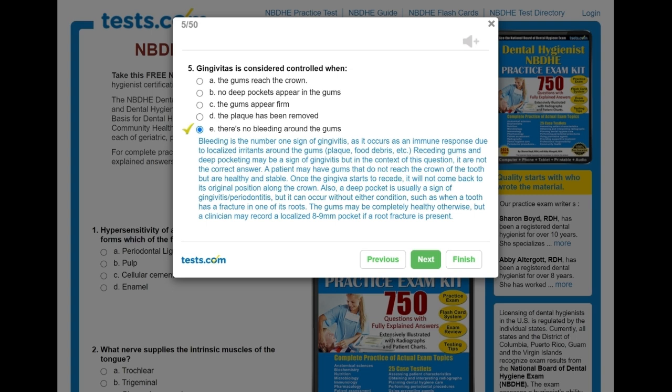Receding gums and deep pocketing may be a sign of gingivitis, but in the context of this question, it is not the correct answer. A patient may have gums that do not reach the crown of the tooth but are healthy and stable. Once the gingiva starts to recede, it will not come back to its original position along the crown. Also, a deep pocket is usually a sign of gingivitis or periodontitis, but it can occur without either condition, such as when a tooth has a fracture in one of its roots. The gums may be completely healthy otherwise, but a clinician may record a localized 8 to 9 millimeter pocket if a root fracture is present.